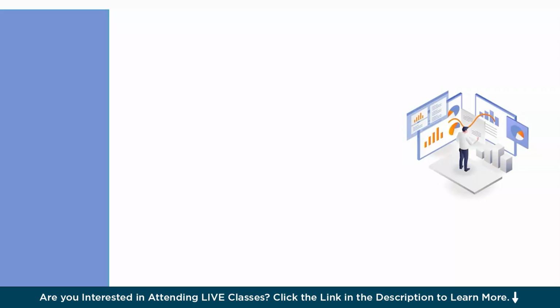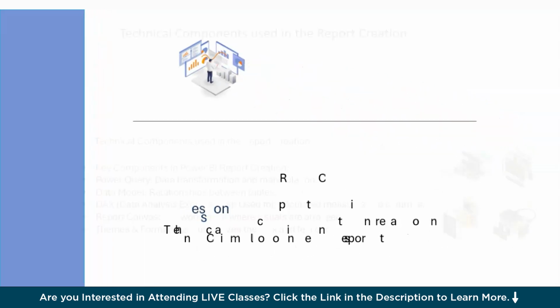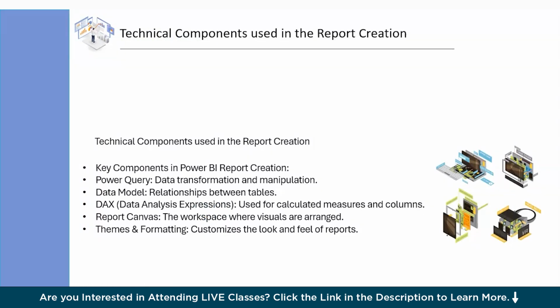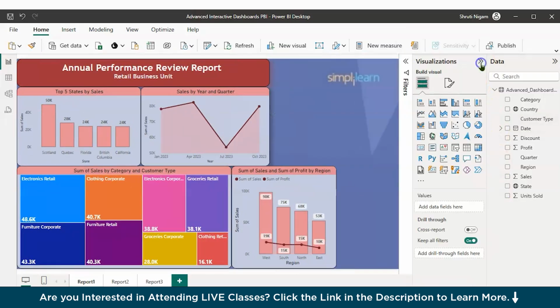Let's get started. When we talk about features like bookmarks and drill-through, this is a performance review report for the retail business unit that we have created in the previous video. First, let's add advanced slicers to filter data dynamically. As we have understood the difference between slicers and filters, first let's explore slicers.